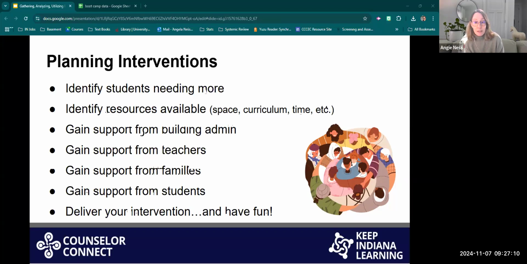What space do I have? Do I have a room that I could do groups in? Do I have a space that I could do a large group activity in? Do I have any curriculum, or do I have time to make up my own curriculum?